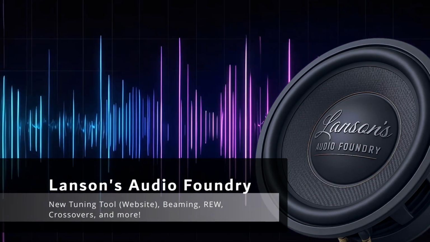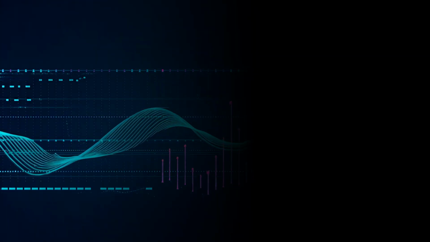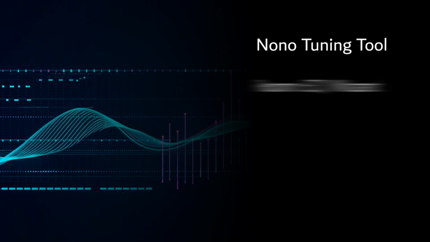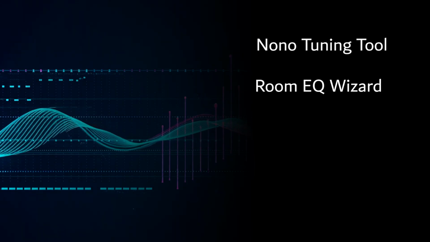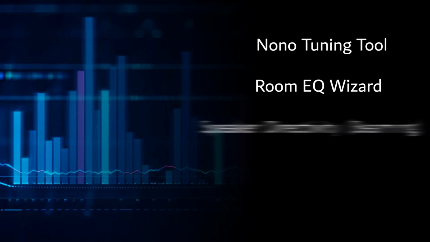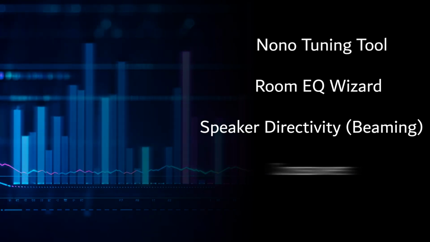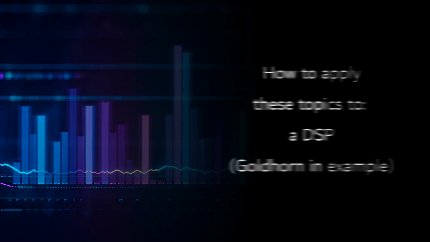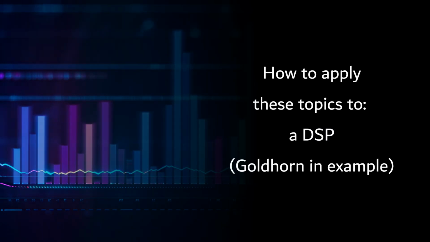I'm Lanson. So topics of today's video, we're going to cover quite a bit. We're going to go through the Nano tuning tool. We're going to use Room EQ Wizard along with this new tool. We're going to talk about speaker directivity or beaming. We'll talk about crossovers and how to apply some of these topics when using a DSP, and we'll use a Goldhorn DSP in our example.